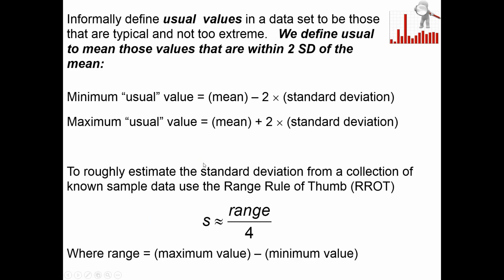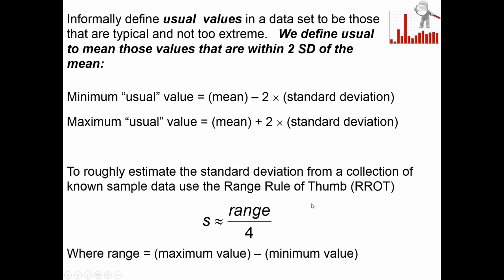Okay, so now we can talk about what are usual values. Usual values using standard deviations would be values within 2 standard deviations of the mean. So that means the smallest usual value would be the mean minus 2 standard deviations, and the largest usual value would be the mean plus 2 standard deviations.